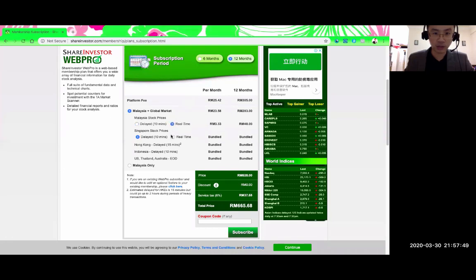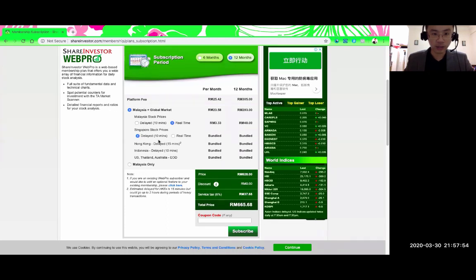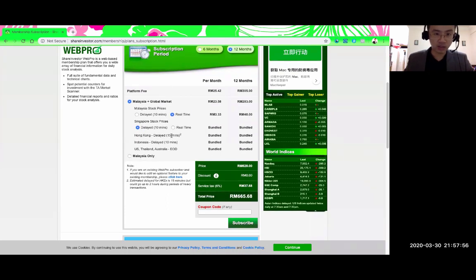For me, I usually pick Malaysian stock real time, Singapore stock delay, and Hong Kong stock delay 15 minutes, definitely delay 15 minutes. Indonesia delay 10 minutes. US, Thailand, and Australia is EOD. EOD stands for end of day data. I forgot to mention, you don't get a 15-minute delay price feed, you get an end of day price feed. You get what I mean? That means when you wake up in the morning, US market has closed, then you get the end of day data. So this is my default setting.